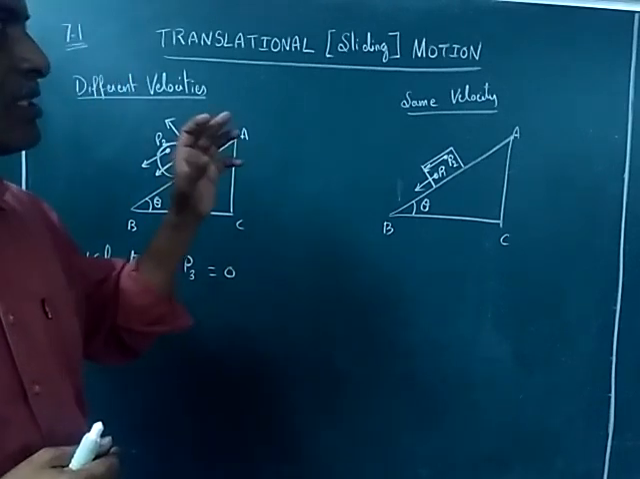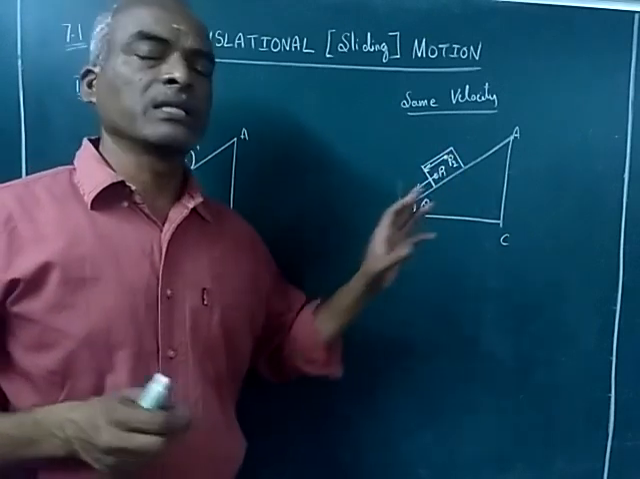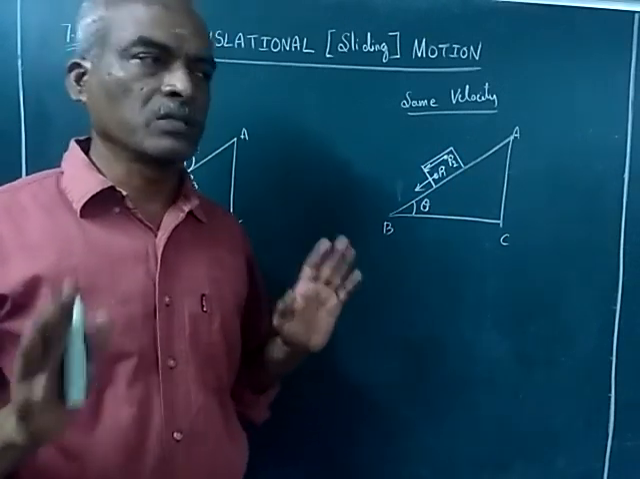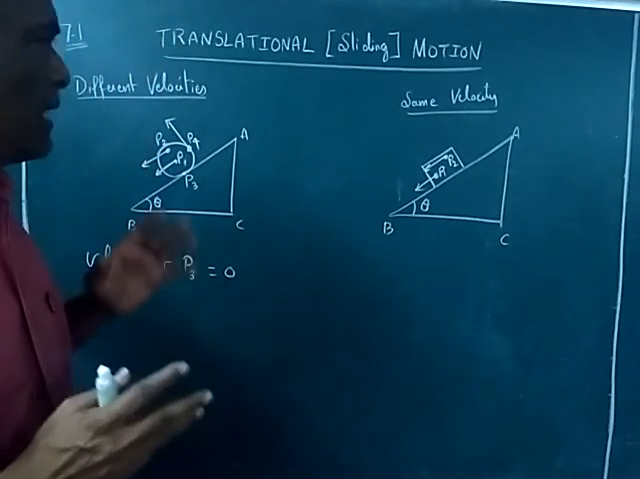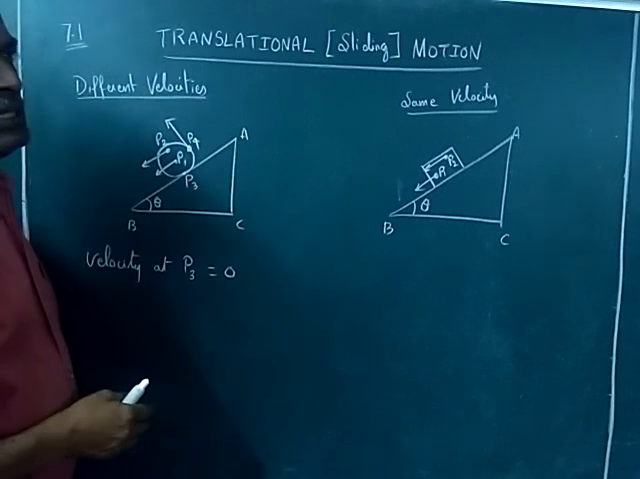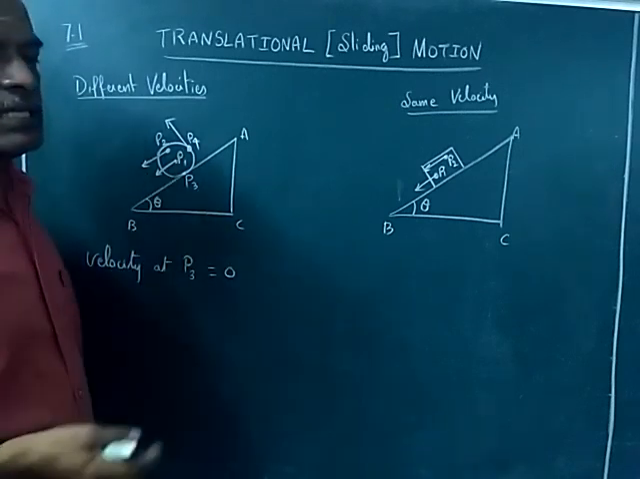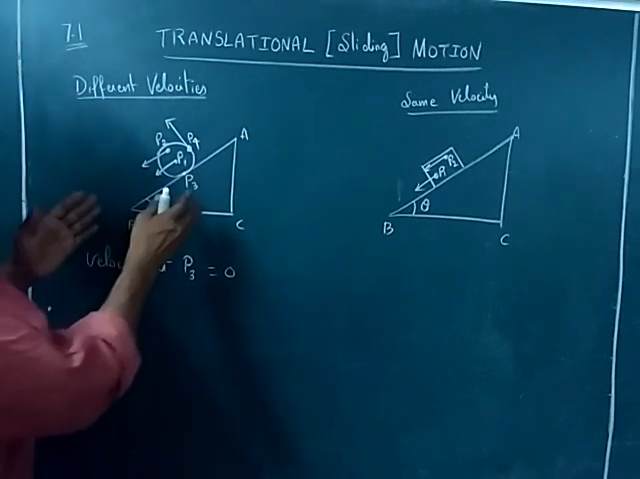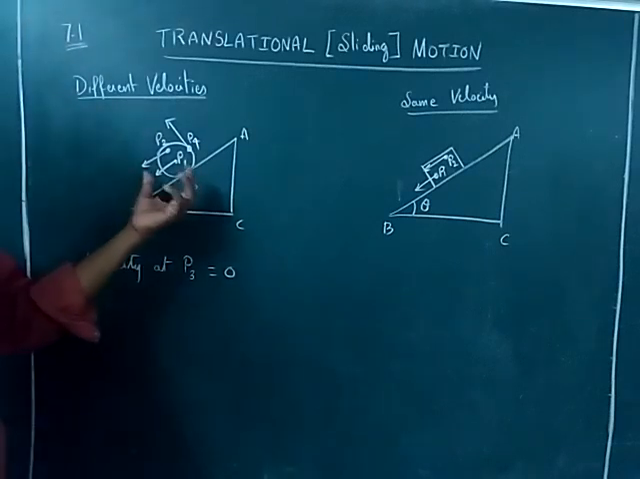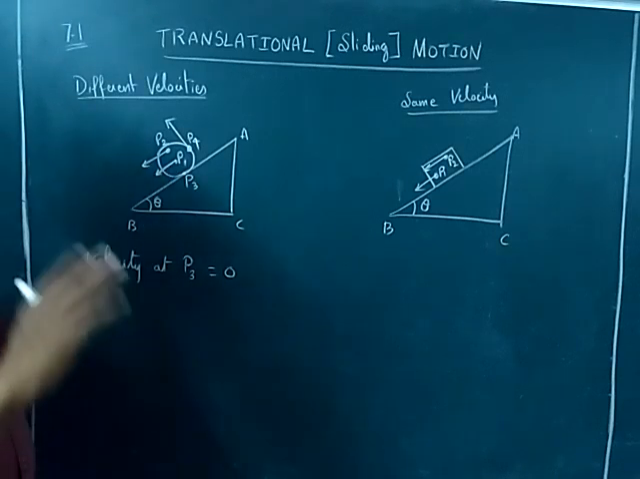So in translation motion, for the ideal case, all the particles of the object will have the same velocity, and for the other case it will have different velocities. So we cannot say it is sliding, it's rolling, but we cannot say it's a translation motion. So this is case 2, where the particles will be having different velocities in different directions.